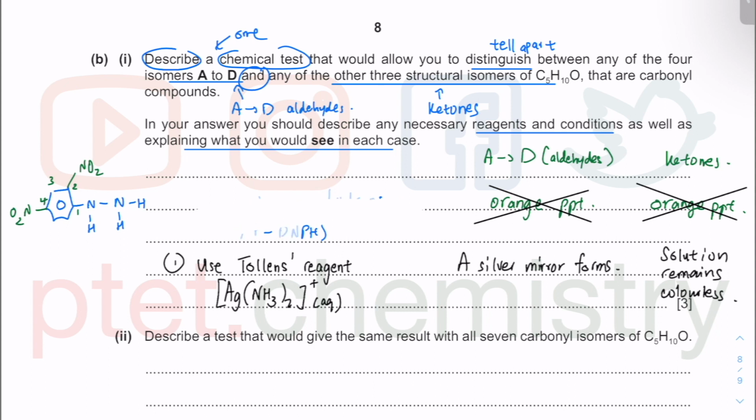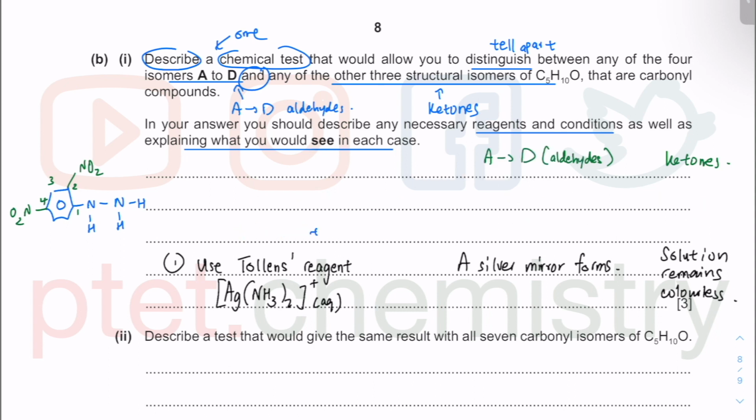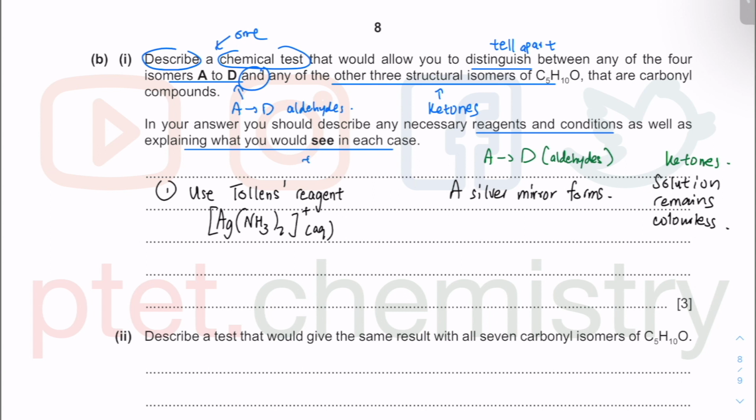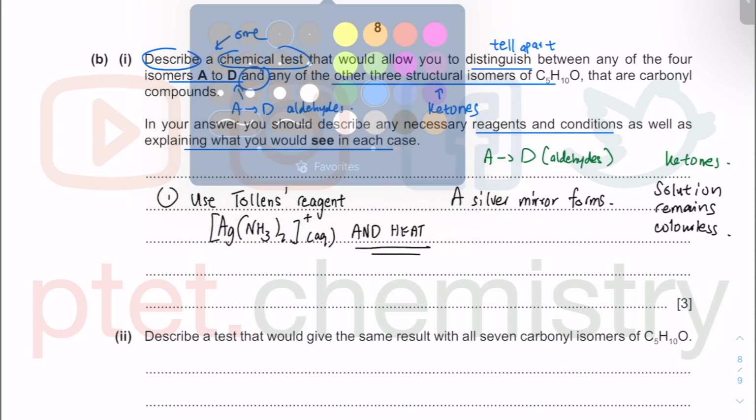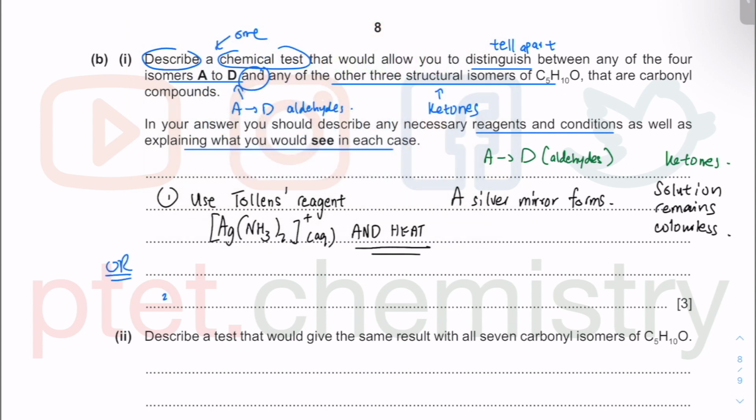So I'm going to remove that 2,4-DNPH thing because that was obviously wrong concept, wrong chemistry. I don't want to be teaching wrong chemistry to you, so hopefully you will forgive me there. Alright, so there is actually another choice. So use Tollens reagent and heat. You need to heat gently as well, so there's the conditions. Or you can use the other one, use Fehling's reagent.